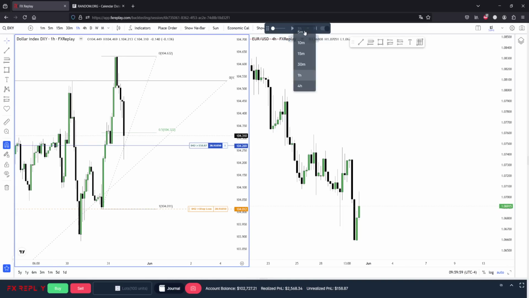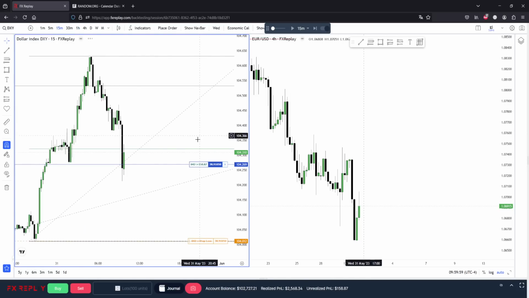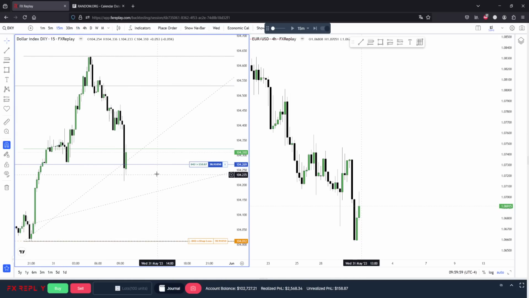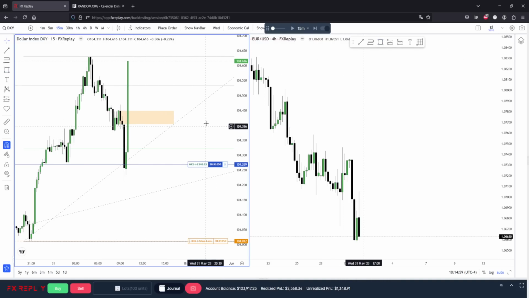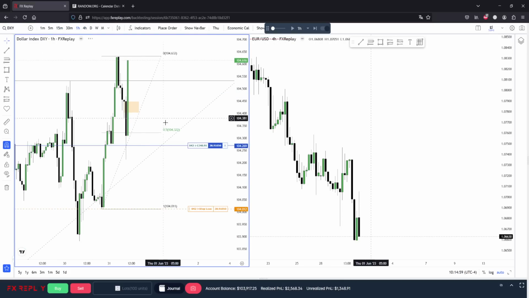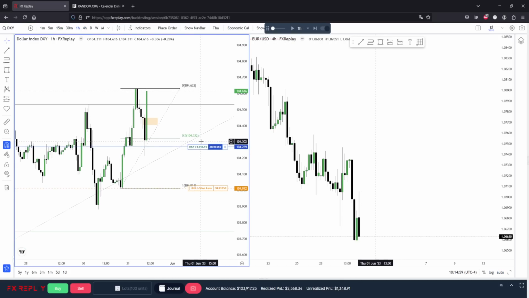Now I'm gonna flip to the 15 and see if we can scale in as well. Yeah, we can scale in though, if we go back to this one here. Yeah, this model is so good for me, man. I love this model, honestly.